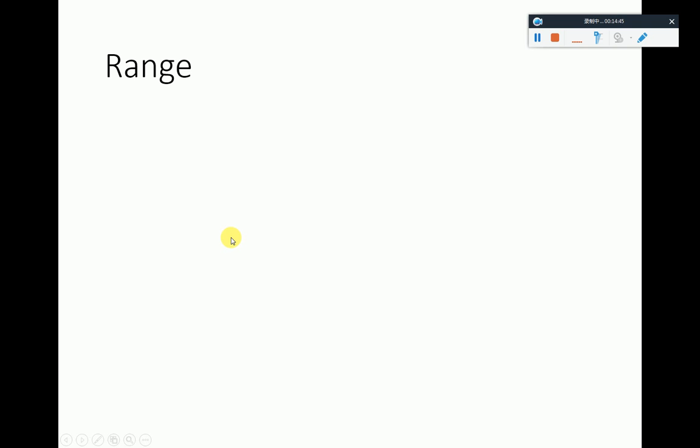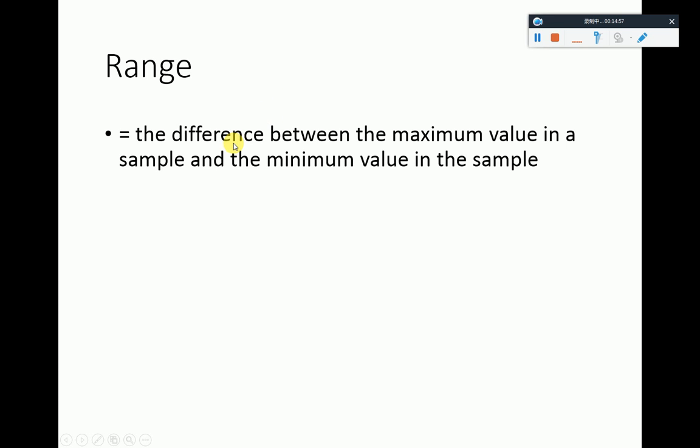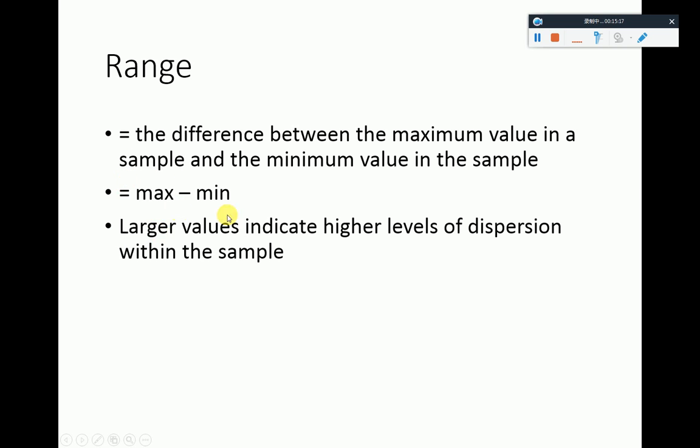So range, the first type of dispersion statistic, is very easily and intuitively defined. It simply is the difference between the maximum value in a sample and the minimum value in the sample. In other words, mathematically, you subtract the minimum value from the maximum value. That will give you the range. Okay, and if this difference is very large, that indicates that the sample distribution is very dispersed. If this difference is very small, right?